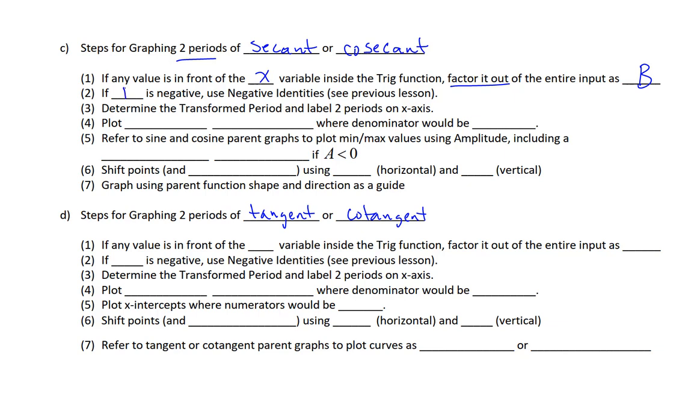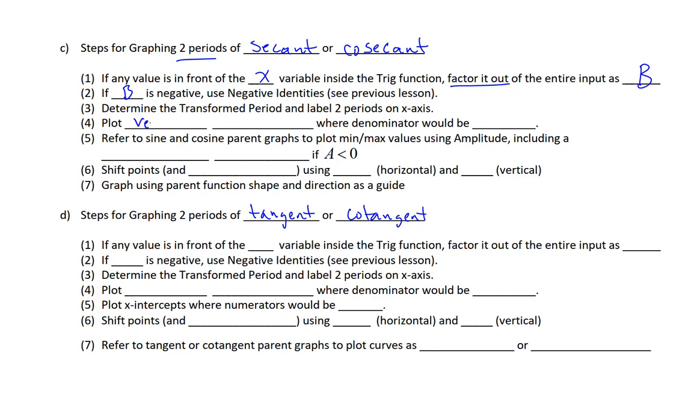Now, if b, this value that we just discovered in the first step, is negative, we'll use negative identities. See the previous lesson for those. You'll see it happening here as needed. Thirdly, determine the transformed period and label two periods on the axis. You'll notice that's exactly what we did with sine and cosine, and all it involves is a quick division, the original period divided by this alternate value of b. We'll see that in some examples as well.